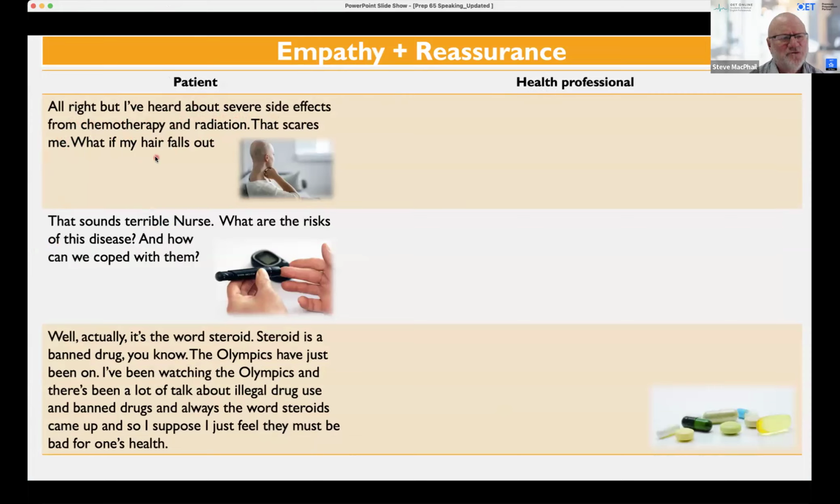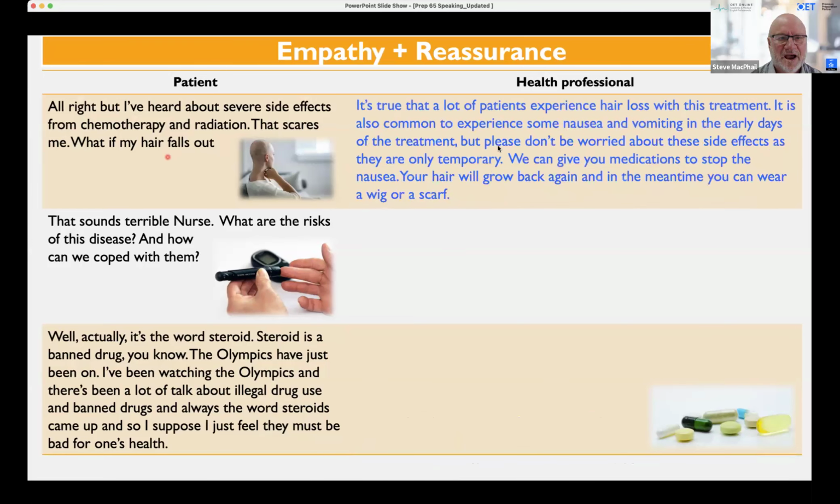So the patient's expressed a concern. You've got to respond to that. How do we do it? Well, first we show empathy. It's true that a lot of patients experience hair loss with this treatment, all right? So you're paying attention, you've listened, right? And you're acknowledging this is true.